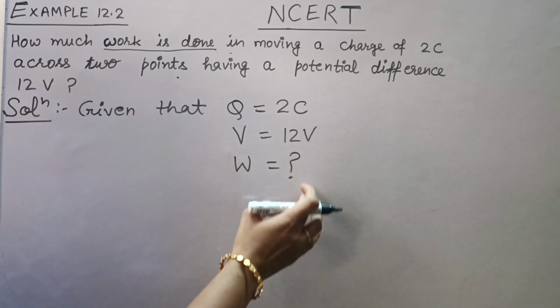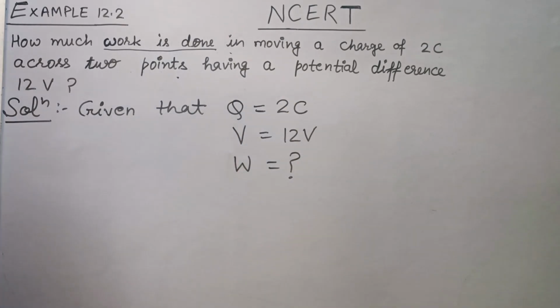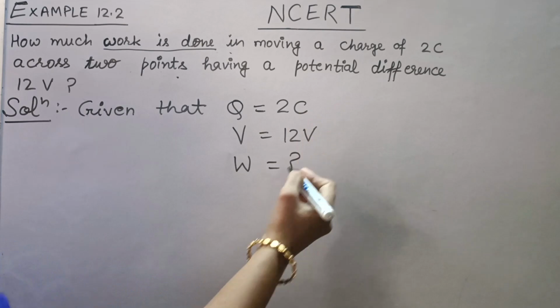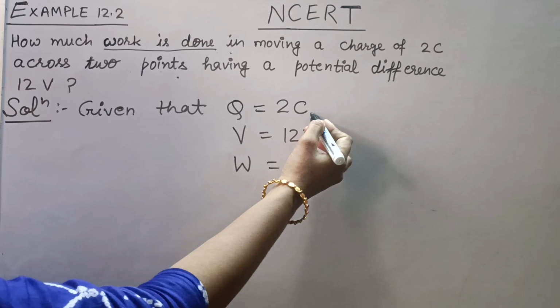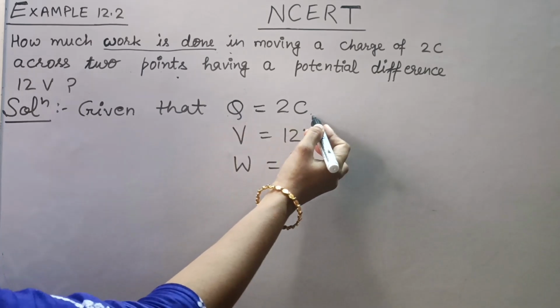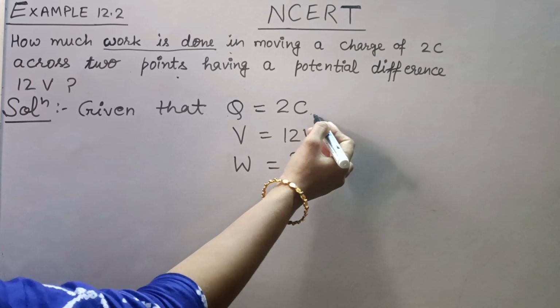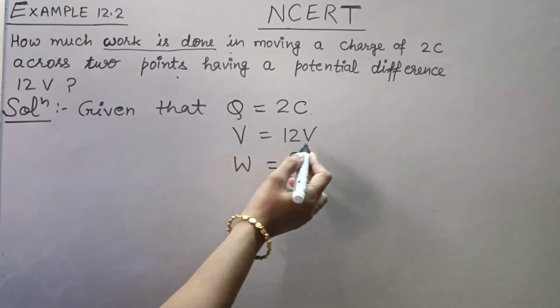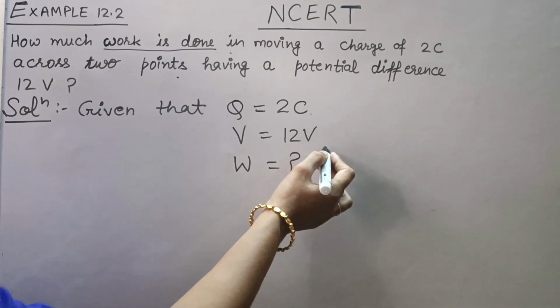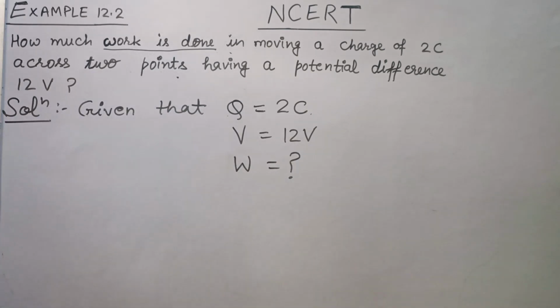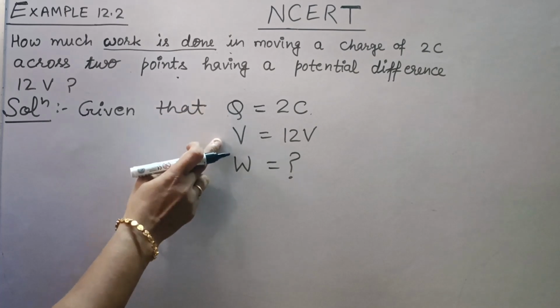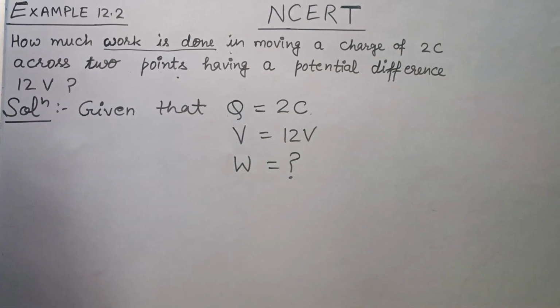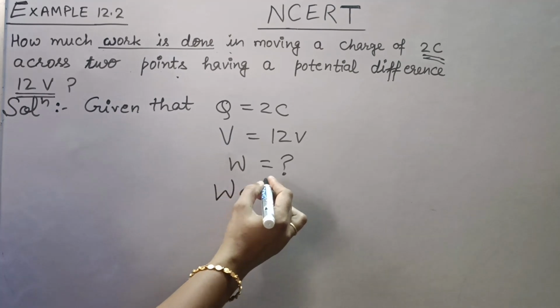So after writing all these terms, we need to think whether all the quantities are given in the SI system or not. Since coulomb is the SI unit of electric charge and here we have the value in coulomb, and potential difference is given in volt, and volt is the SI unit of potential difference, so there is no need to change these values. To move further, we need to think what is the relation between these 3 quantities to calculate W.